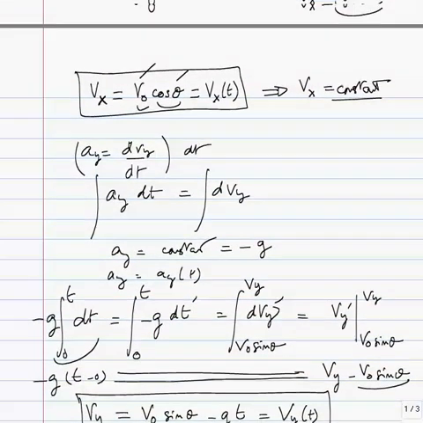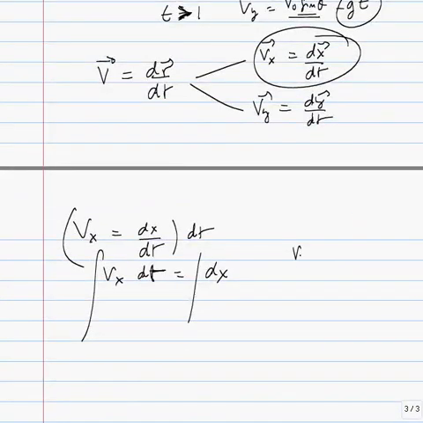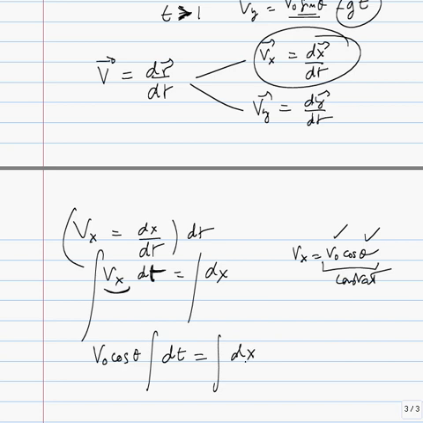But we already have derived Vx. It was this guy. Vx was equal to v naught cosine theta. And v naught is set initially at t is equal to 0, same as the angle. Therefore, this is a constant as far as the variable time is concerned. If it's a constant, I can plug in here easily. I can even take it off the integral. So I would end up with v naught cosine theta dt is equal to dx.